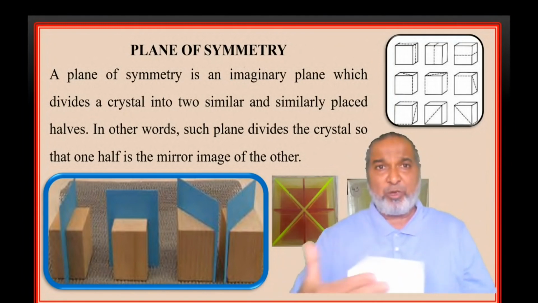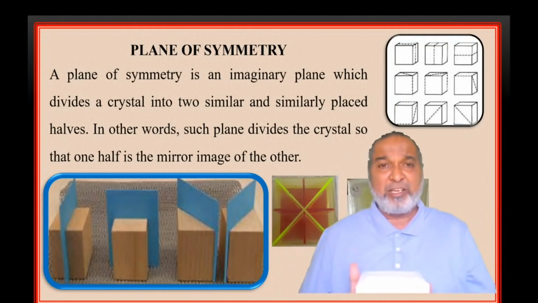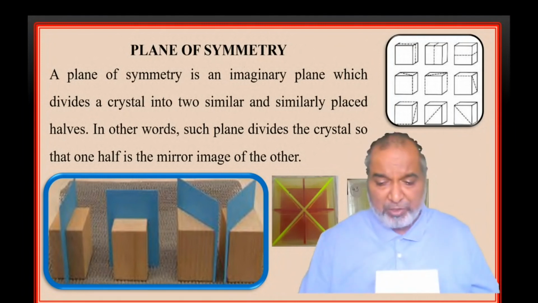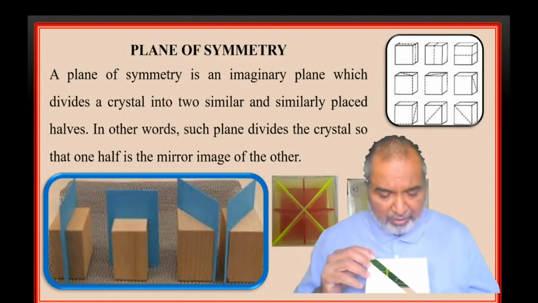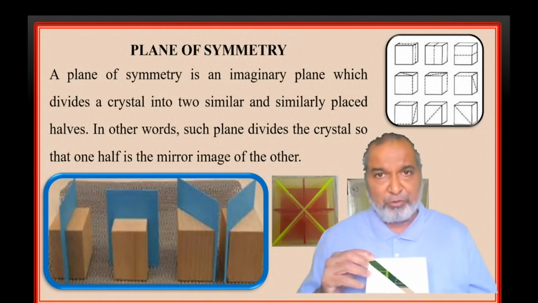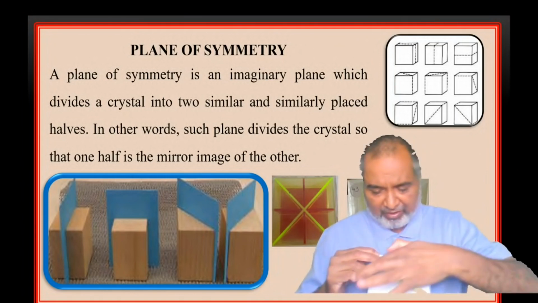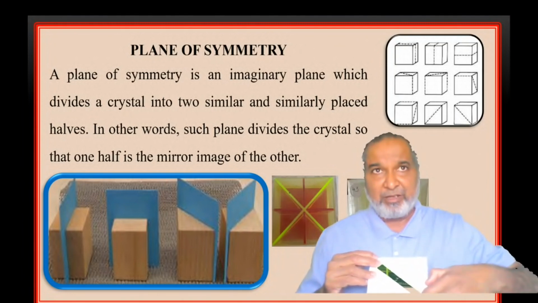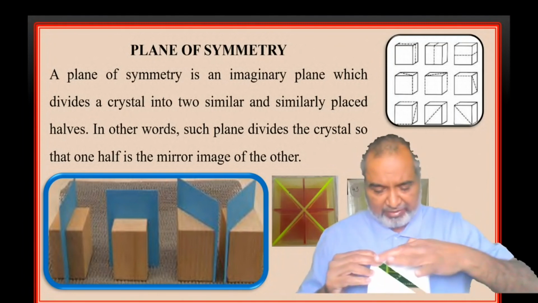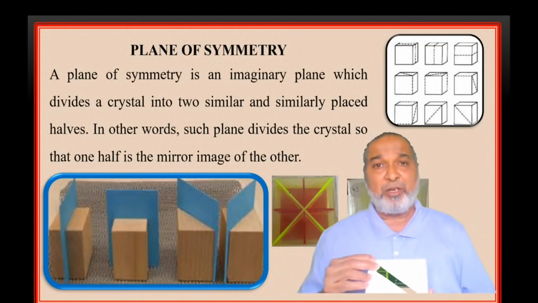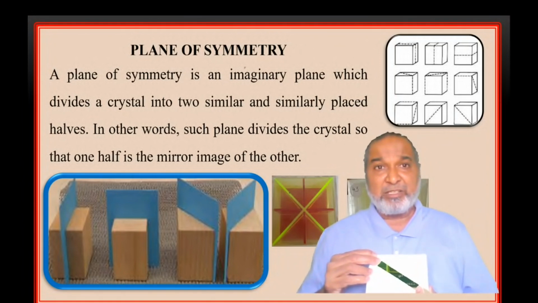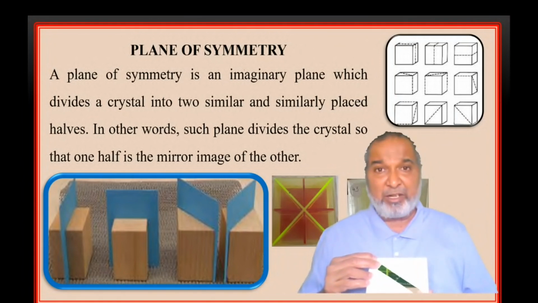The top is exactly the same, so there are six similar square-shaped faces. What I'm going to do now is draw a plane from corner to corner. You can see this edge and this edge are exactly present over here. This triangle, if you make it out, is exactly here. So this is your first plane of symmetry, from corner to corner.